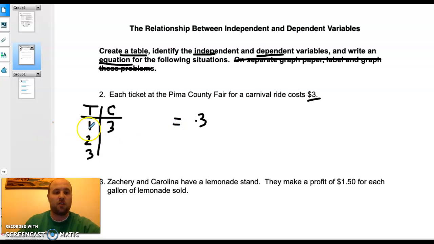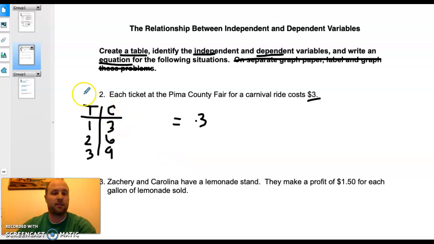Okay? So one ticket is $3. So 2 times 3 is 6. 3 times 3 is 9. So we just completed our chart. Okay, that's not bad. All right, so now let's put it into an equation.